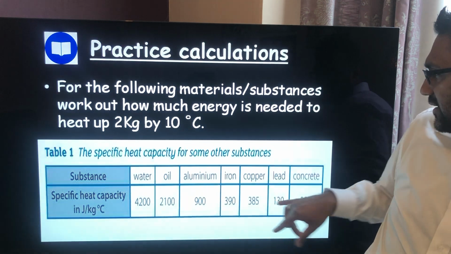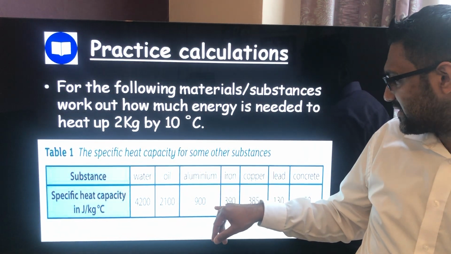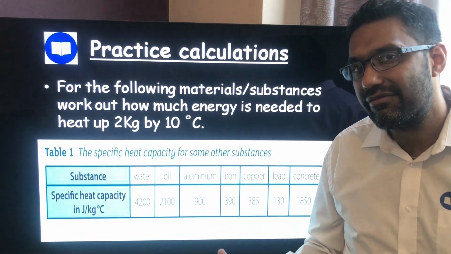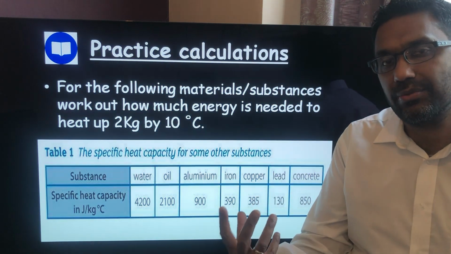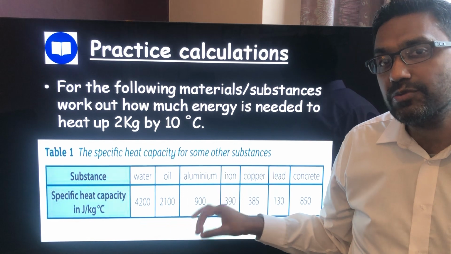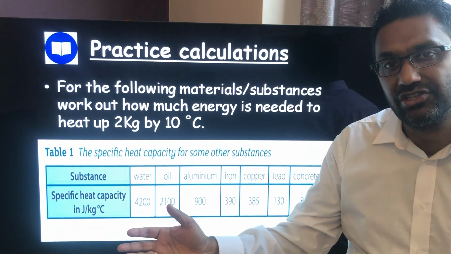Now look at these numbers. Look at these. Metals got much lower specific heat capacities compared to water, because these guys get hot very quickly, but they cool down very quickly because you haven't put that much energy into them. The temperature rises extremely sharply because they've got very low specific heat capacities. That's why their temperatures rise so quickly by just putting a little bit of energy into them.